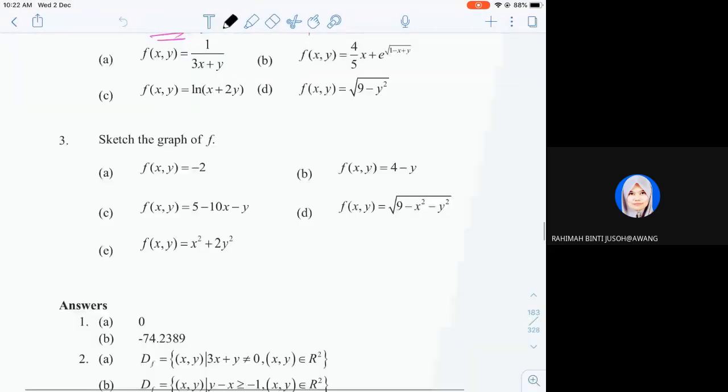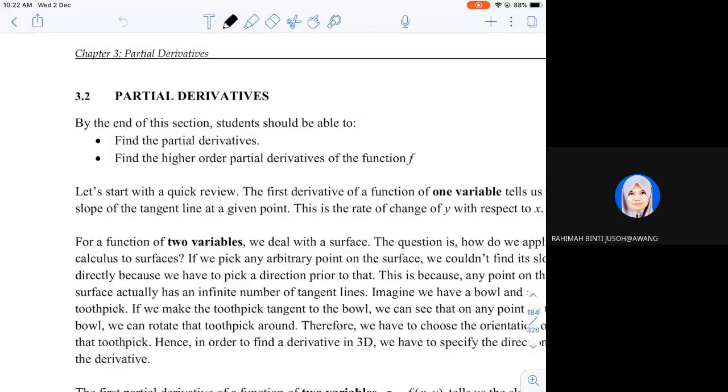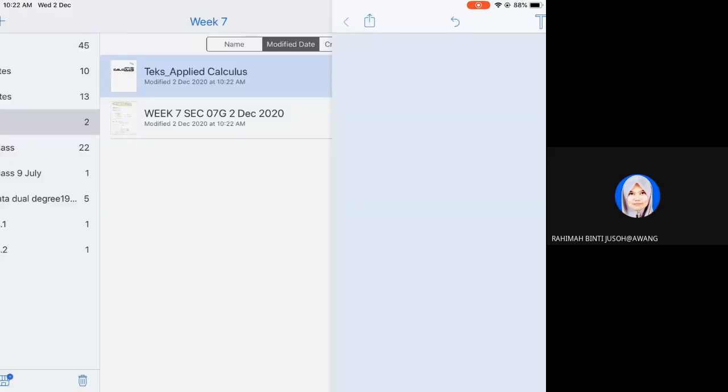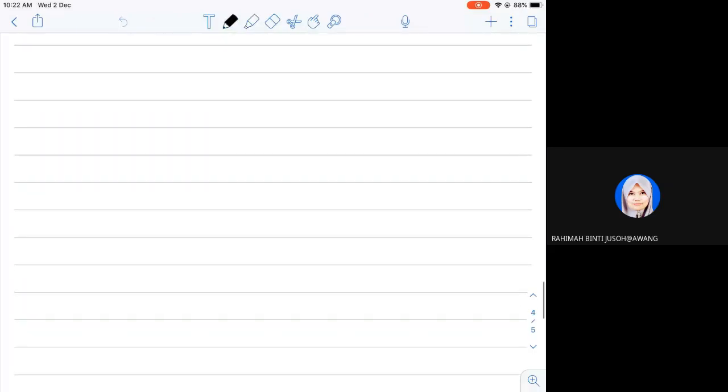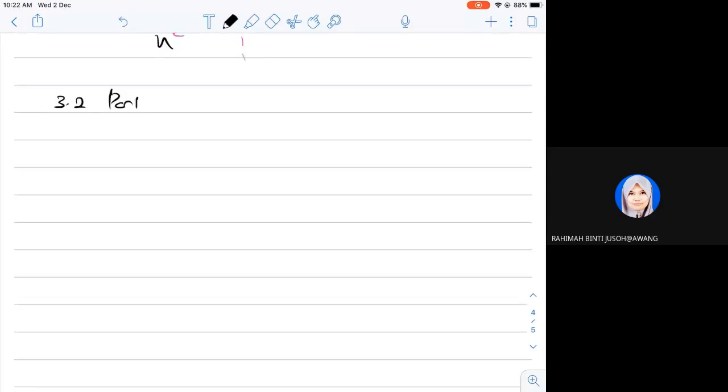Okay, so next we move to 3.2. This is very important. The topic of partial derivatives, 3.2, is very important. Okay, let's say I will give you a simple question first. 3.2, partial derivatives.